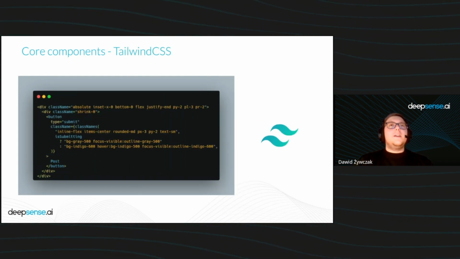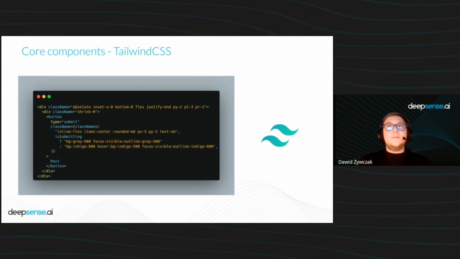Next, we have Tailwind CSS. You can see the code using Tailwind on the left. The text colored orange are the Tailwind classes. And Tailwind is a utility-first CSS framework that provides pre-designed classes, which you can see here, to style web applications directly in your HTML or JSX.